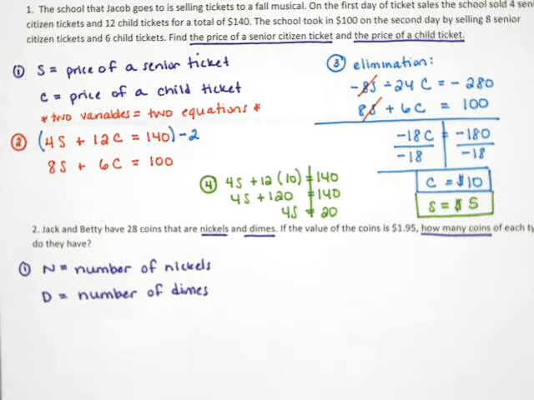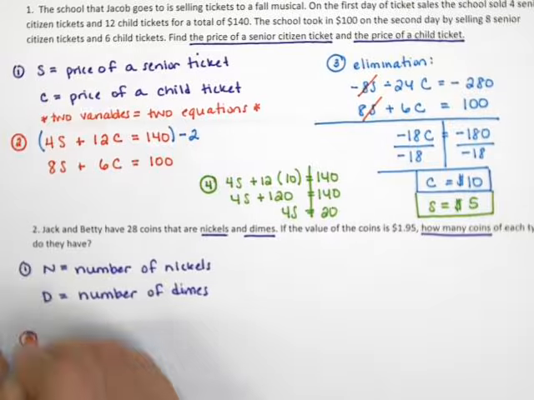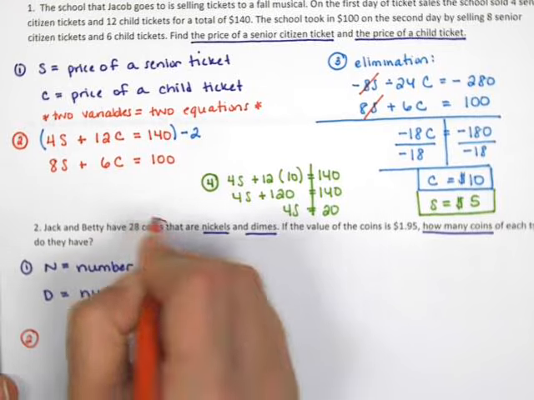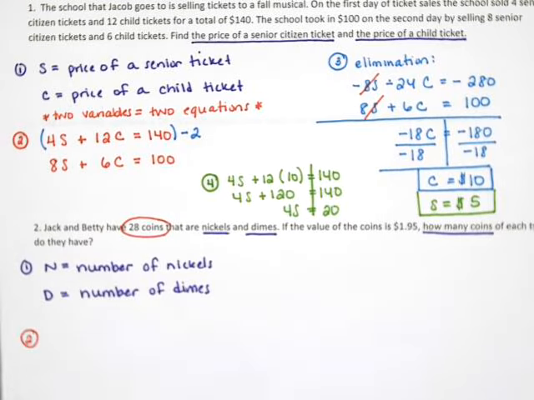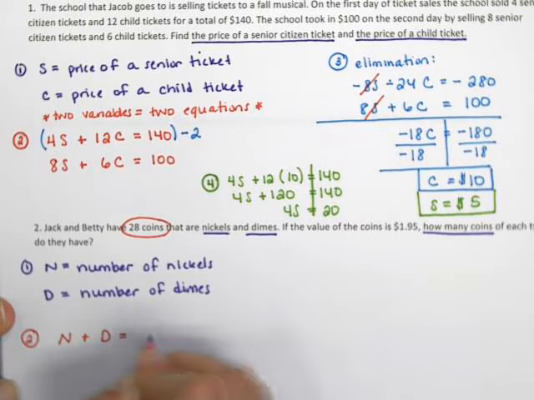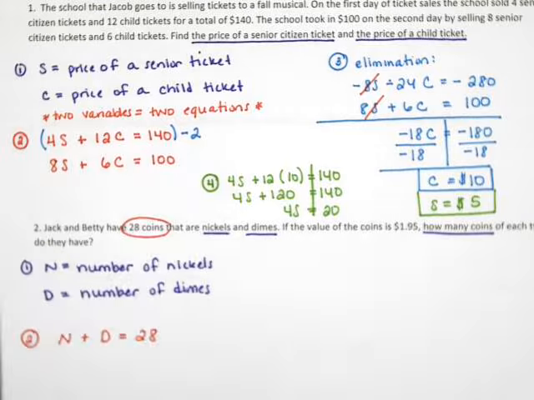Like the previous problem, each sentence is an equation, but it's a little harder to figure out the equations because it doesn't say like 5 nickels plus 10 dimes. It just says we have 28 coins. So equation number 1 is just going to say that N plus D equals 28, because if I add up the number of nickels plus the number of dimes, I have 28 of them.